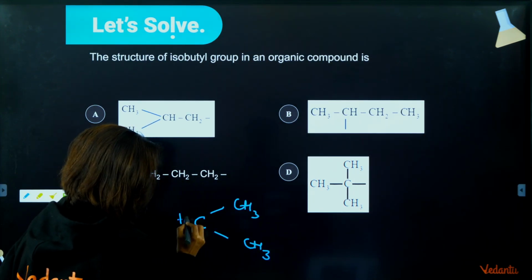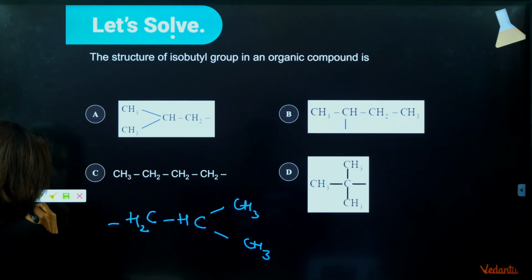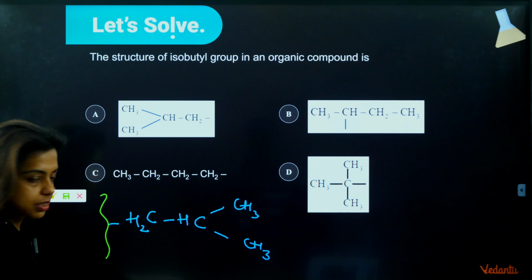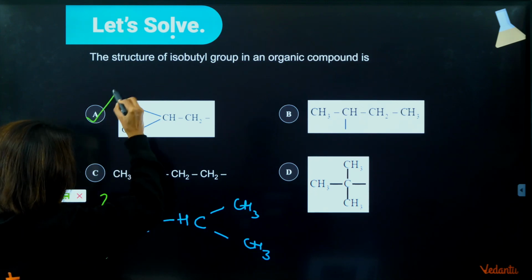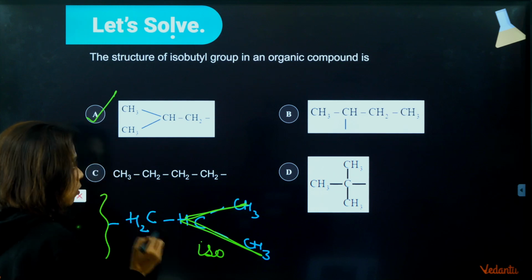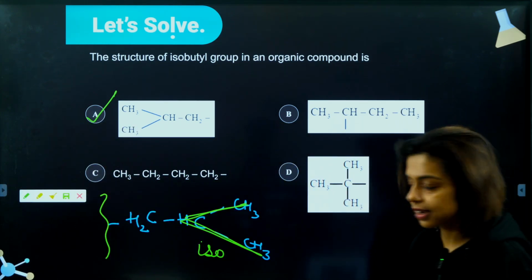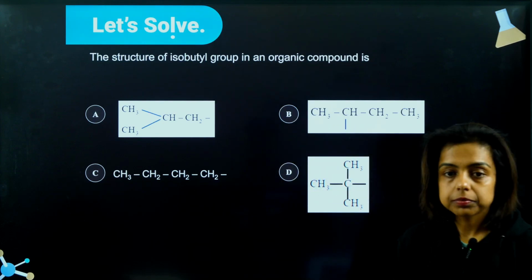Now it is isobutyl, so there have to be a total of 4 carbons, and from here it is attached to the parent chain. So this is isobutyl. Ending with this, we write iso, right? And there are a total of 4 carbons here, so we'll name it isobutyl. A is the correct answer.